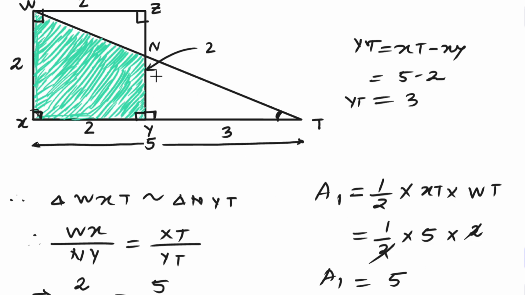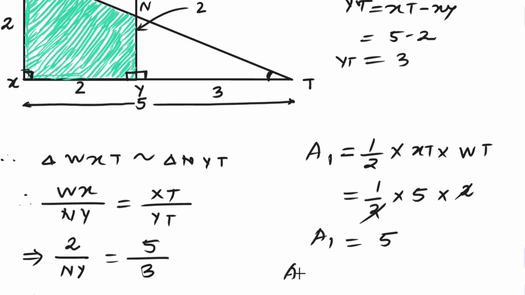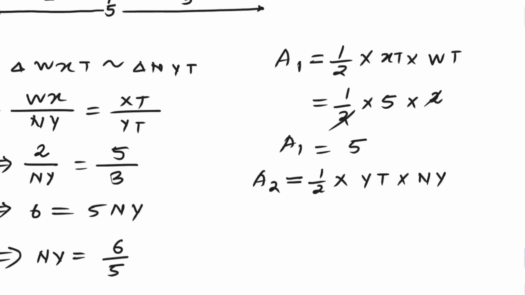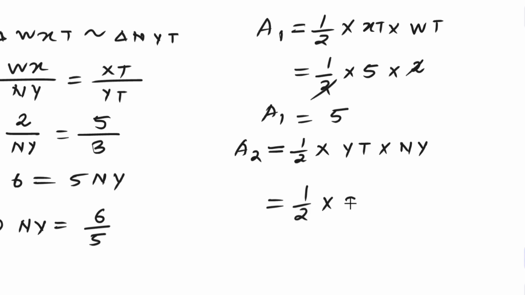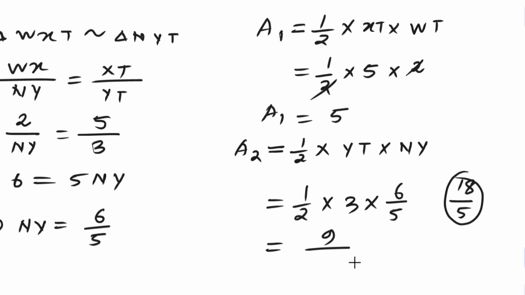Next, let's find the area of the smaller triangle. Again, using the triangle area formula, the base is YT, which is 3, and the height is NY, which is 6 divided by 5. So the area is 1/2 multiplied by 3 multiplied by 6 divided by 5. Multiplying the numerator gives 18 divided by 5, and dividing by 2 gives 9 divided by 5 square units.